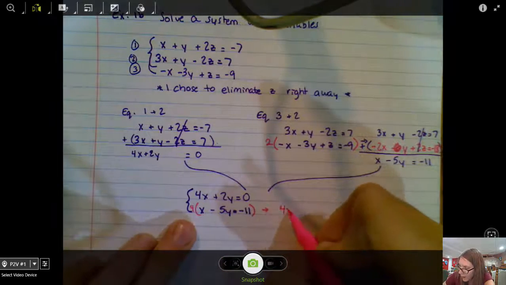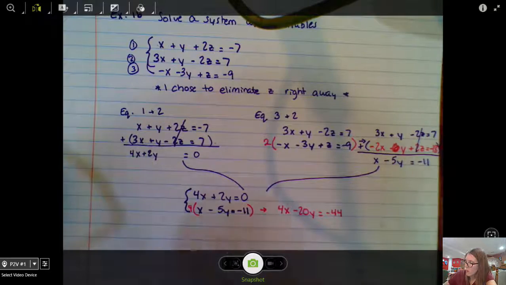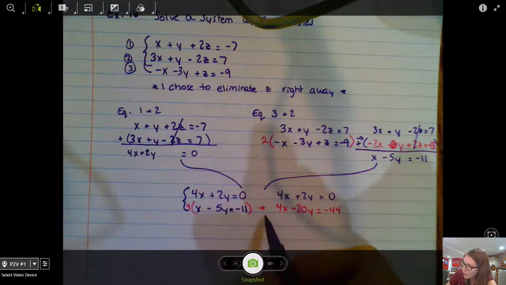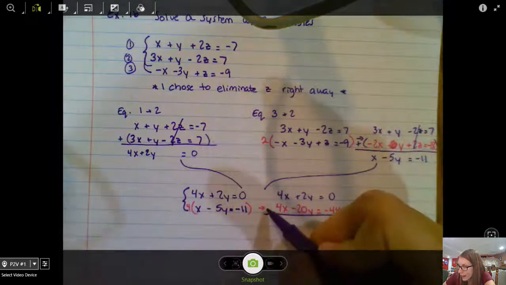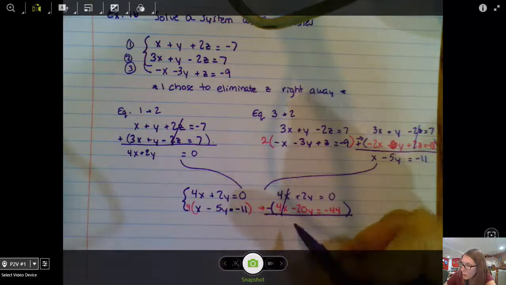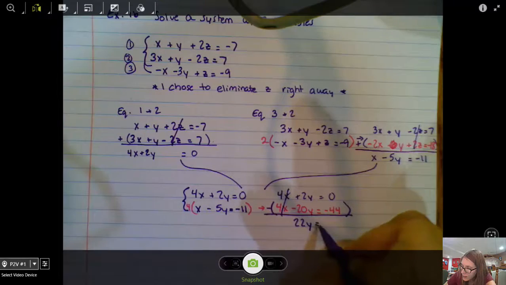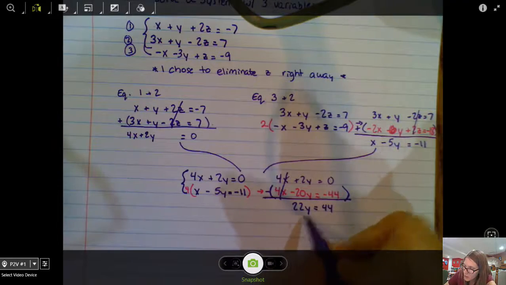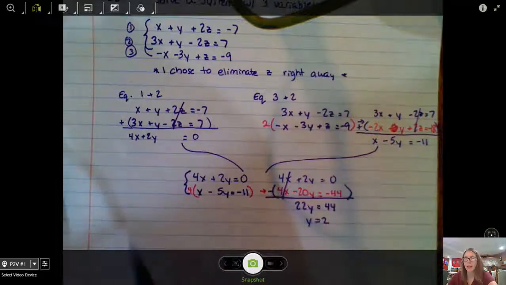So this becomes 4x minus 20y equals negative 44. And then my top equation was still 4x plus 2y equals 0. To get my x's to eliminate, I have a 4x and a 4x, so I have to subtract straight down. 4x minus 4x cancels. 2y minus negative 20y is a positive 22y. And then 0 minus negative 44 is a positive 44. That works out nicely. We'll divide both sides by 22, and we get y equals 2. I got one variable. Let's plug it in.